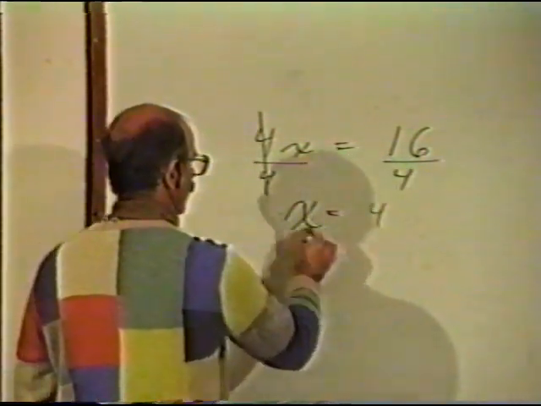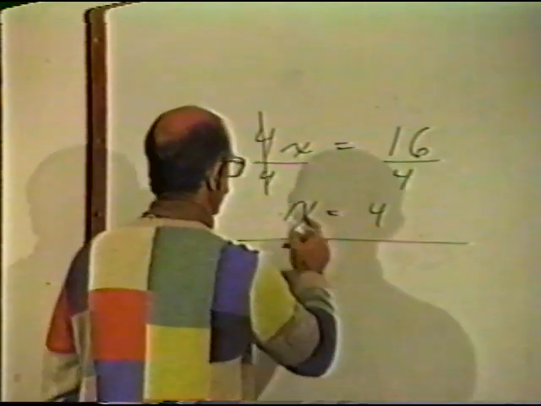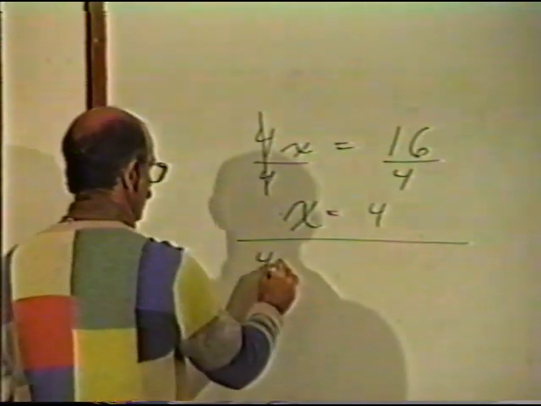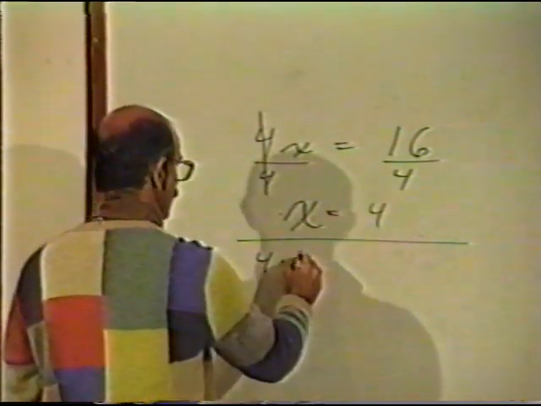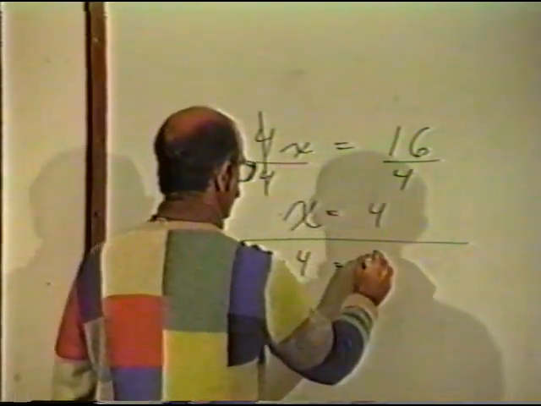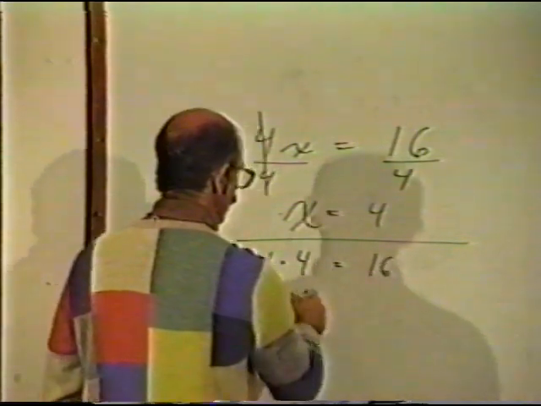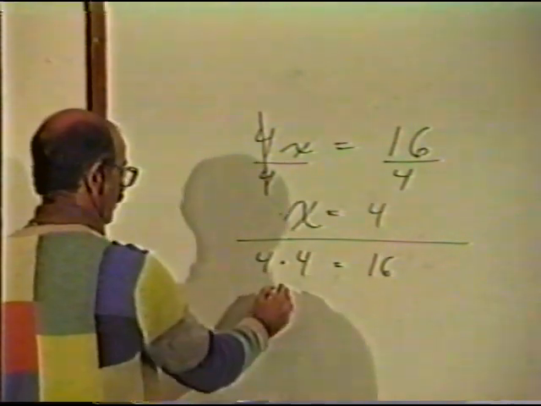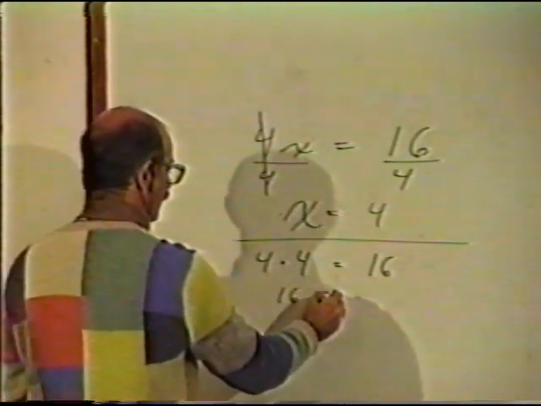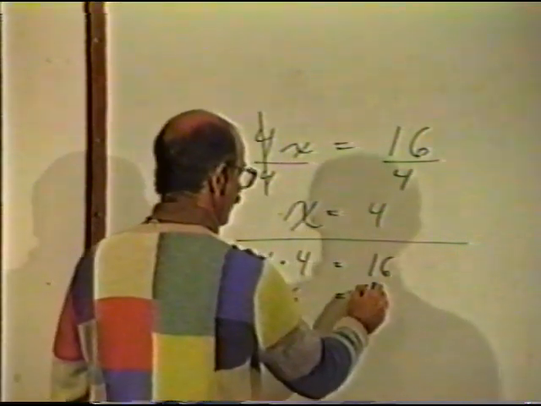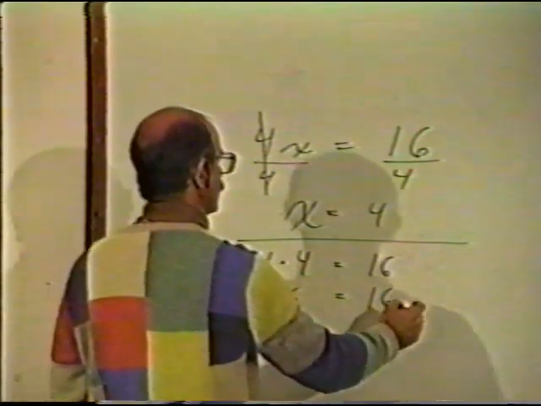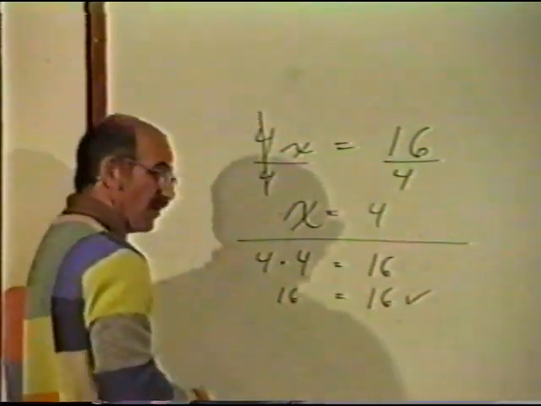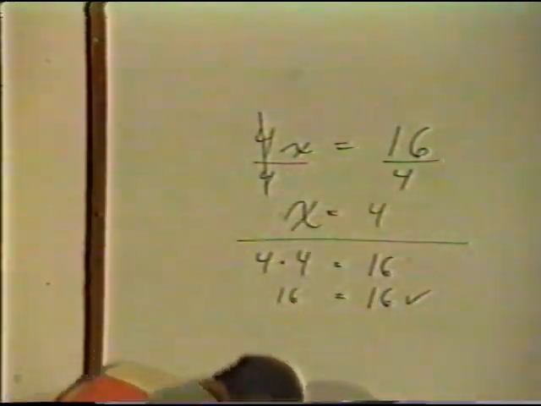4. And the check. 4 times x, which we know is 4, is supposed to equal 16. What is 4 times 4? 16. And on the other side, we already have? 16. 16 equals 16. That shows we got it right.